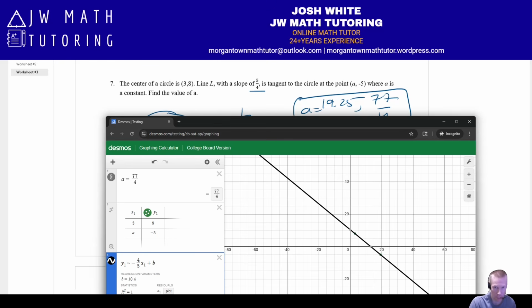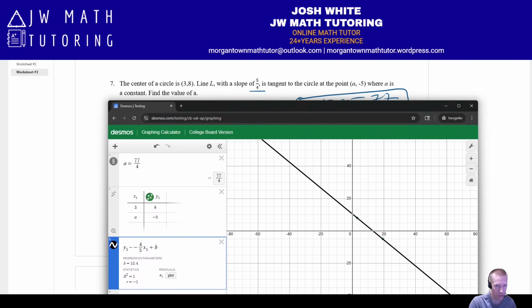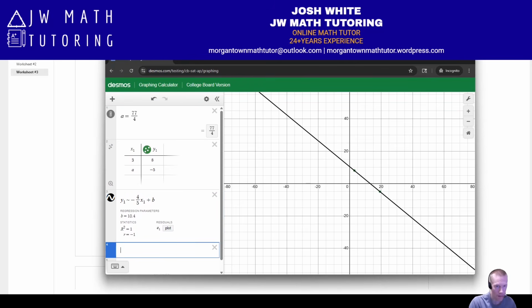Okay, so there's the line going through 3, 8, and a, negative 5. Now, the problem is, if you don't know the a already in Desmos, I'm just doing this to check, essentially.